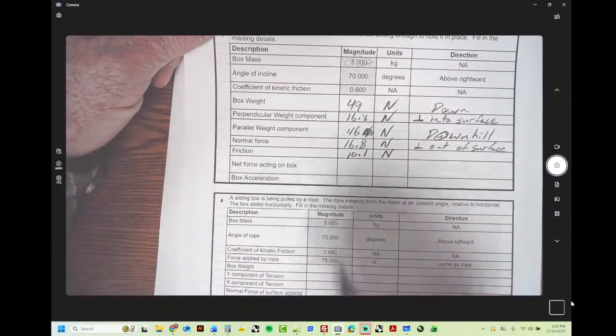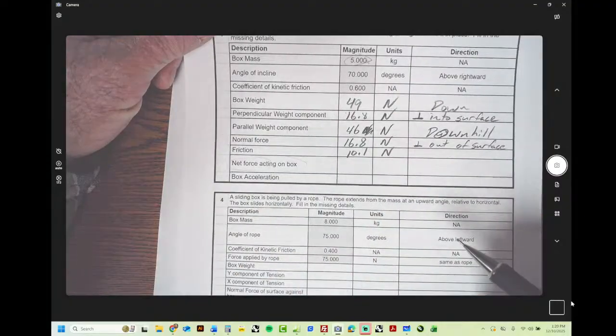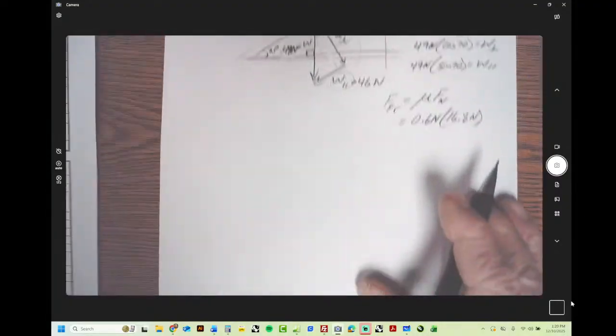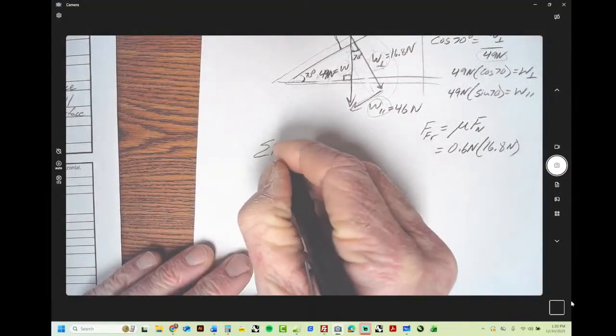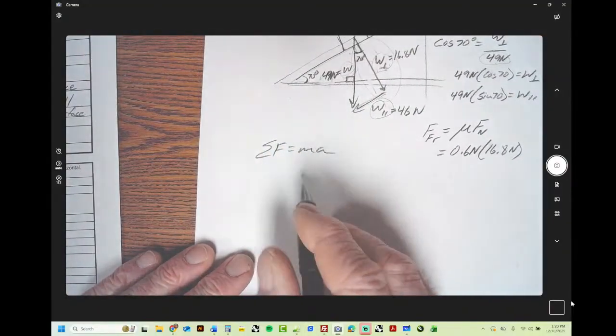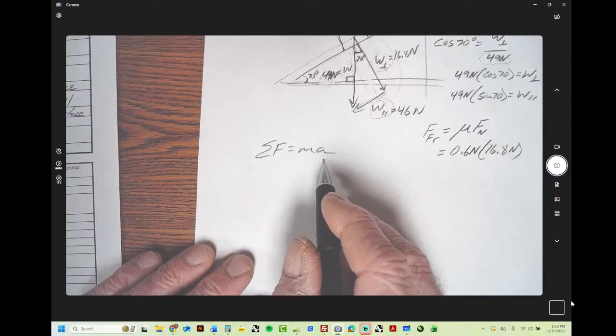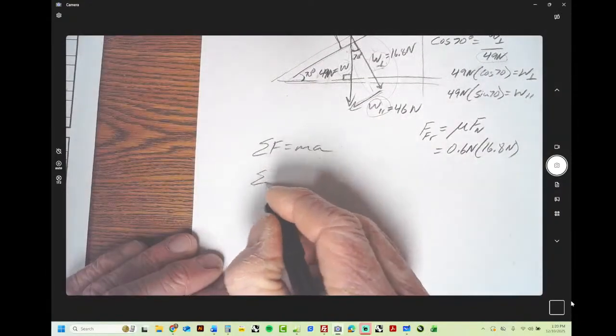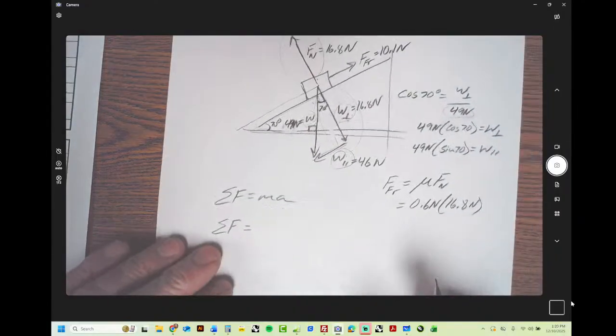And that must be all the forces, because now I'm asking you for the net force, so we just need to add up all the forces. You can find net force this way, but we don't know the acceleration. That's what we're trying to find in the end. That's what we're looking for. So we have to do it the other way, where we add up all the forces.